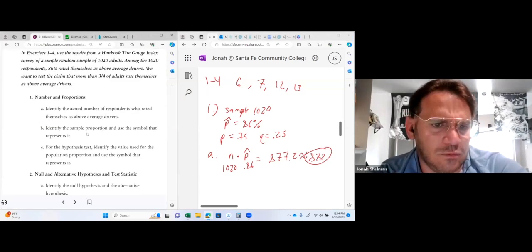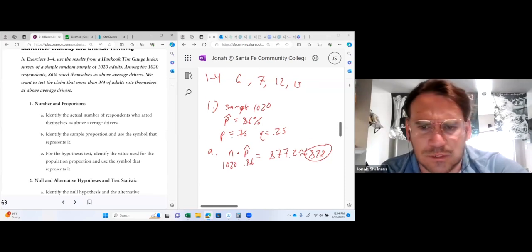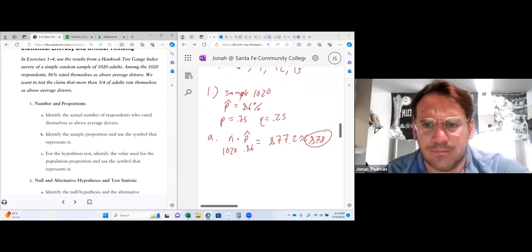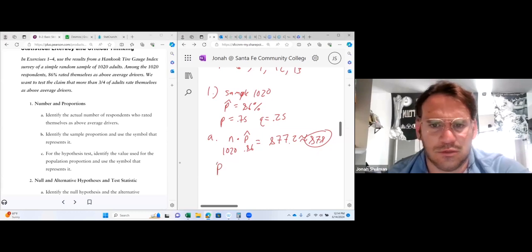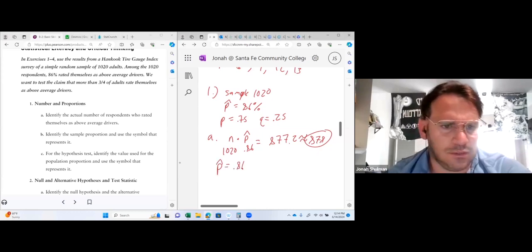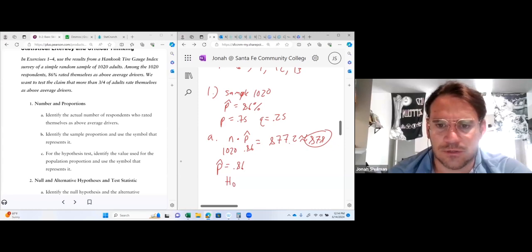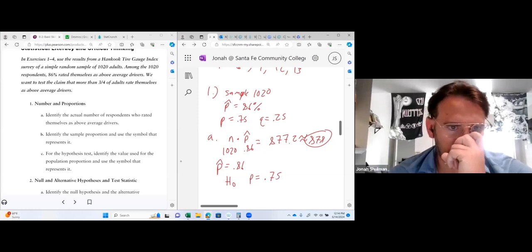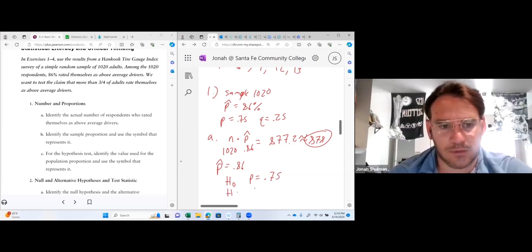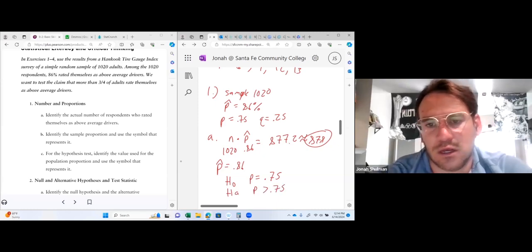Identify the sample proportion and use the symbol that represents that. The sample proportion is 0.86. All right, C. Identify these. Basically, your null hypothesis is going to be P is equal to 0.75, and it's more than. So our alternative hypothesis is going to be P is greater than 0.75. Ta-da!